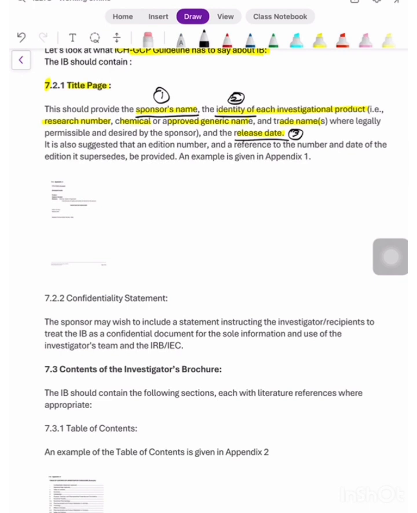It is also suggested that an edition number and a reference to the number and the date of the edition it supersedes be provided. So they also suggest providing the edition number. You can mark it as the fourth item: a reference to the number and the date of the edition it supersedes. And they say that an example is given in Appendix 1.